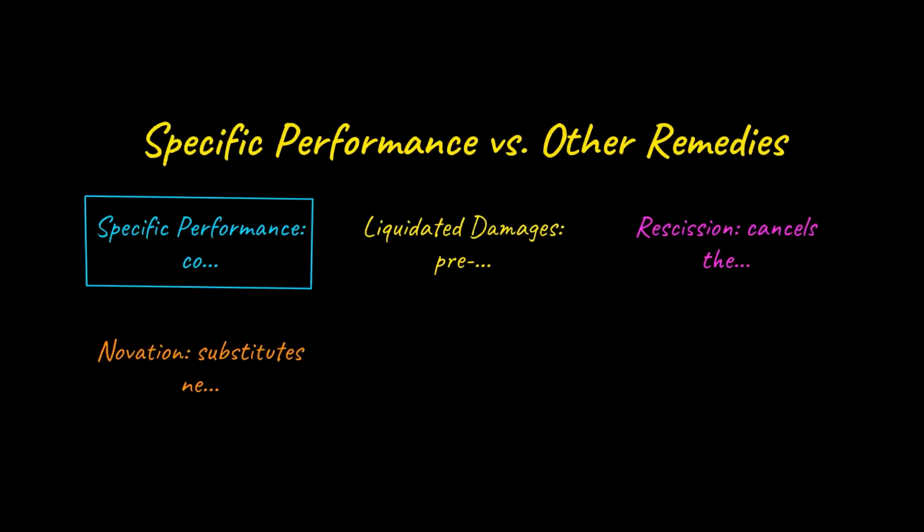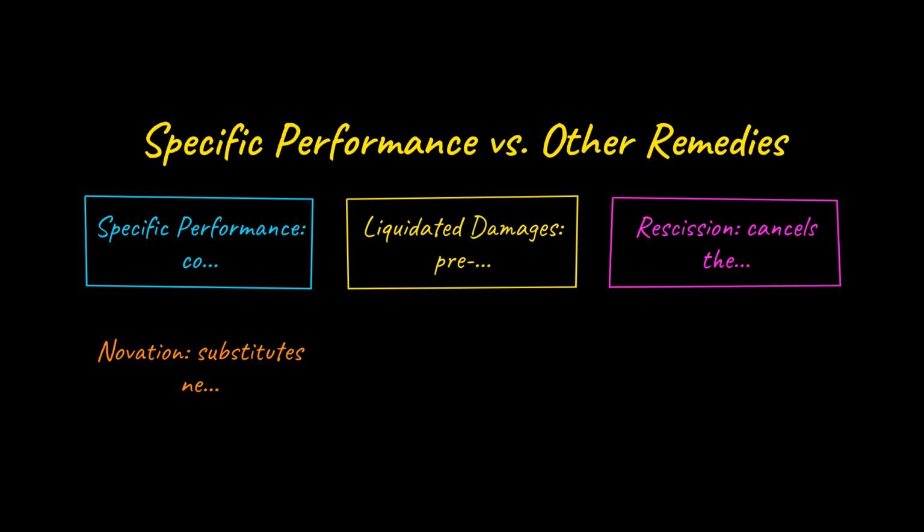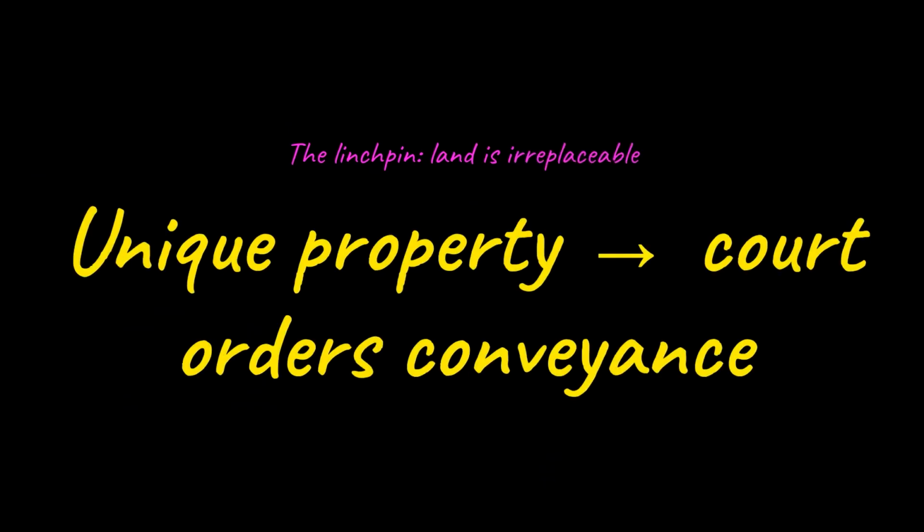Examiners test whether you can separate specific performance from remedies that compensate or undo rather than compel. Liquidated damages pays a pre-agreed sum. Rescission unwinds the deal entirely. Novation replaces a party or obligation. Only specific performance forces the contracted conveyance to happen. Whenever a scenario describes a buyer asking a court to force a reluctant seller to convey because the property is unique, that is specific performance, the remedy that delivers the actual bargain, not a substitute.